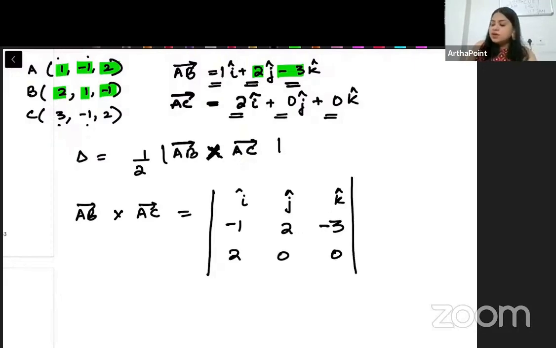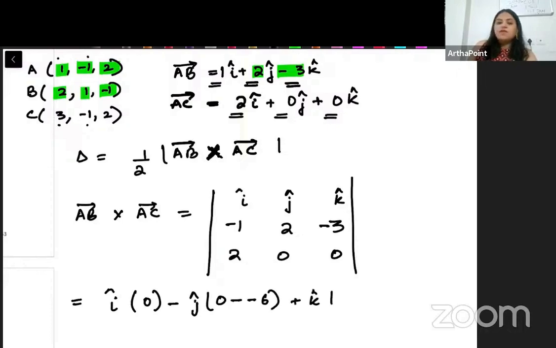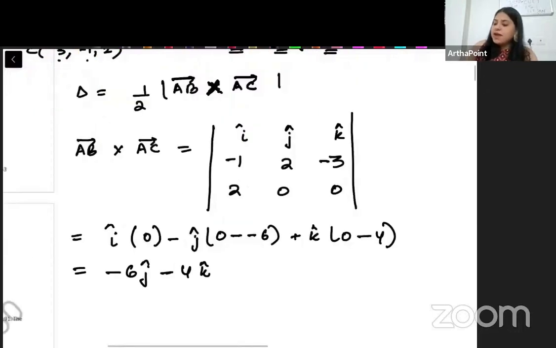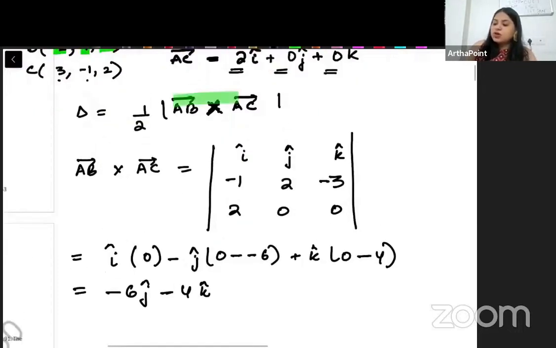ठीक है जी, इसका magnitude निकाल लो बेटा. So what would this be? This is going to be i times the determinant 2, 0, just find the determinant, 0, minus j times (0 minus minus 6), plus k hat times (0 minus 4). So you will get the answer as 6j minus... 0i minus 6j hat minus 4k hat. ये आ जाएगा. Now I have to find its magnitude. This is this cross product. Now I'm supposed to find its magnitude also, na?